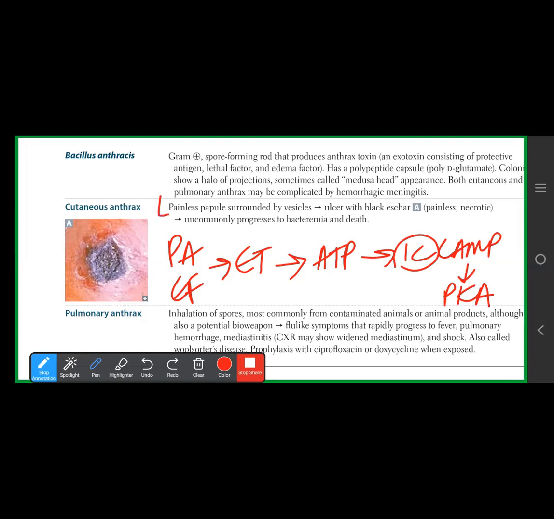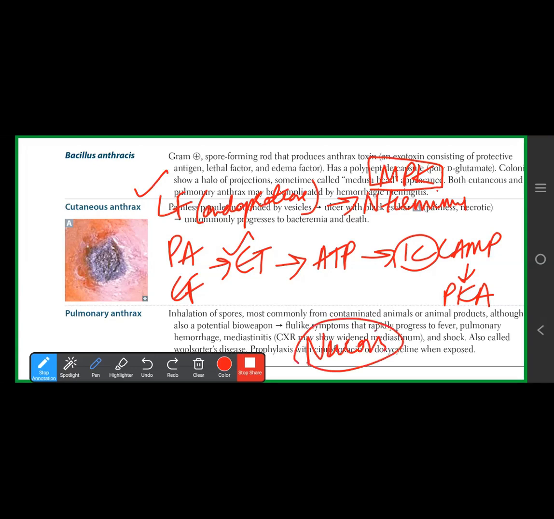But what does the lethal factor do? The lethal factor acts as an endoprotease. It removes the N terminus of all the mitogen-activated protein kinases, or MAPKs. Together, the lethal factor and the edema toxin both cause necrosis of the cell, because I told you the finding is a painless necrotic cutaneous ulcer. So how is it happening?